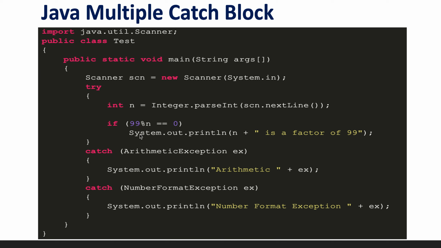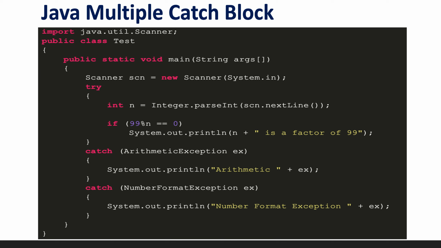In these kinds of scenarios, this same statement can cause multiple exceptions. For example, let's say the first input we provide is 0. If we provide the input as 0, it might throw an arithmetic exception. If instead of an integer we provide some other value like a string, then when this statement executes, it might throw another exception, called number format exception. So we know that this statement can cause multiple exceptions.